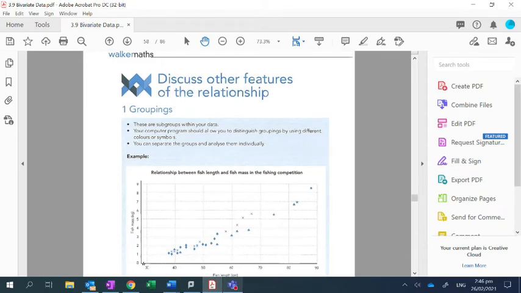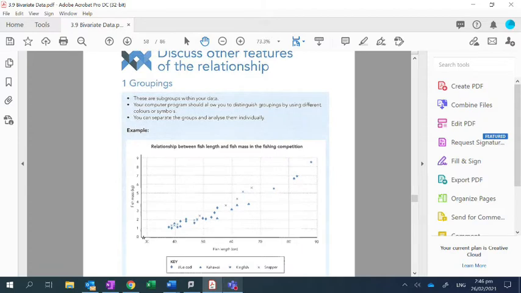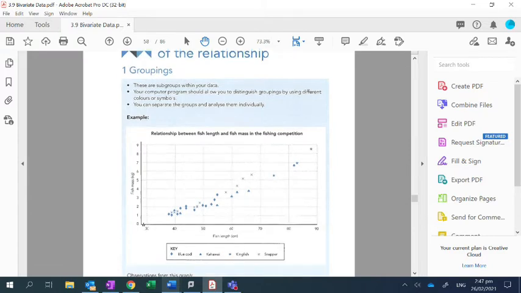So if you look in your book, page 58, remember that your data, for example, this data is about fish. There were different kinds of fish that were caught in that group, yes? And so groupings are simply subgroups of your original data. So we were looking at all the fish caught and the relationship between fish length and fish mass, yes? But if you think about breaking that up, then you can talk in more detail about specific subgroups of your data.